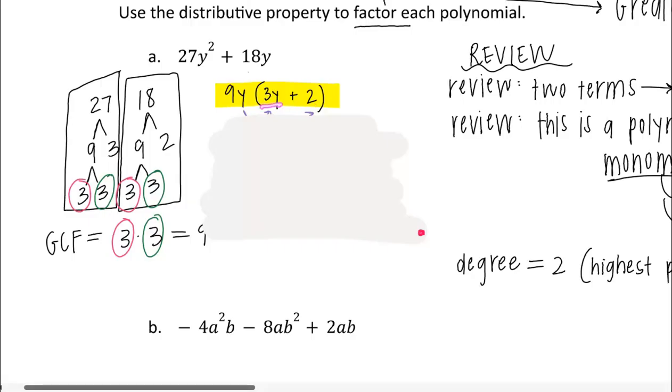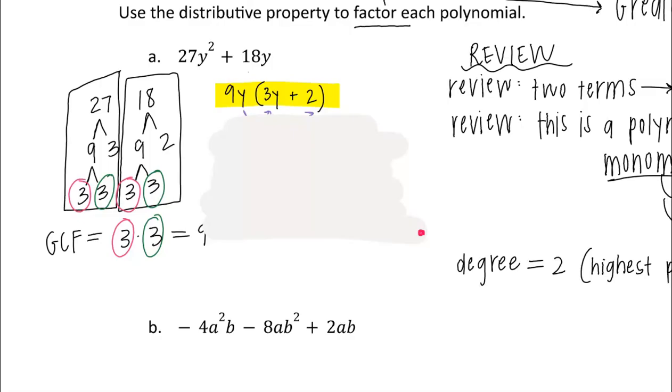Now to figure out what belongs in the parentheses, you have to figure out, what do I have to multiply 9y by to get 27y squared? I know that to get 27y squared, I would have to take 9y times 3y. Notice that the number in the front is always going to match the number that was left out of the GCF. Or if there's more than one number left out of the GCF, you would multiply those two together to figure out what was the number in the front.